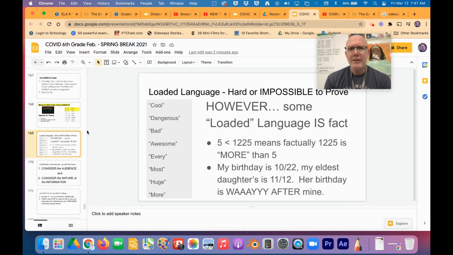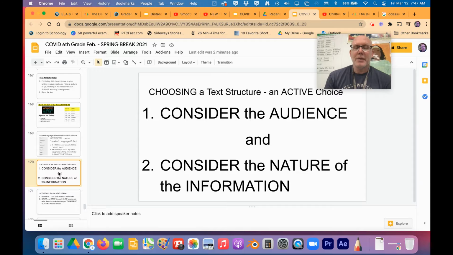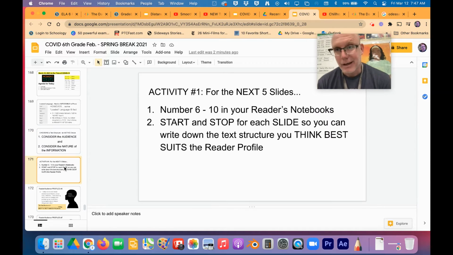Okay. Today, again, I'll remind you, we're in the world of nonfiction, so we have to worry about fact versus opinion. So today you're writing facts, not opinions. You're going to write what you think something is, but you're going to use evidence to do it, so it's really leaning towards fact. Yesterday we talked about this idea that choosing a text structure is an active choice, right? Consider the audience and consider the nature of information. And we did this kind of fun activity, where for 5 slides we went through the silhouettes of reader profiles.